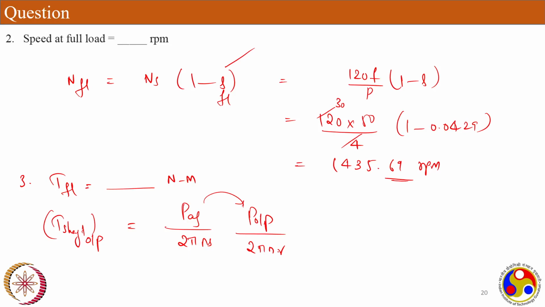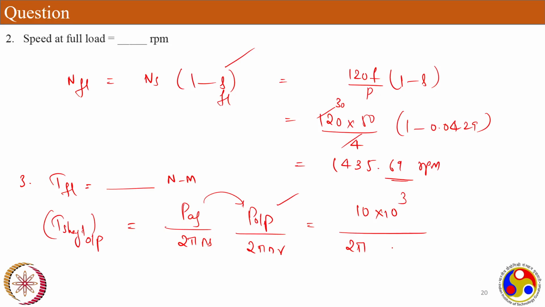So 10 kilowatt divided by 2 pi, and small nr will be capital NR by 60. Capital NR we calculated already, that is 1435.69. This is RPM, you need to convert it into RPS. So this is your full load torque. If you calculate it, it will be around 66.3 Newton meter. This is the full load torque. It's easy if you get the value.